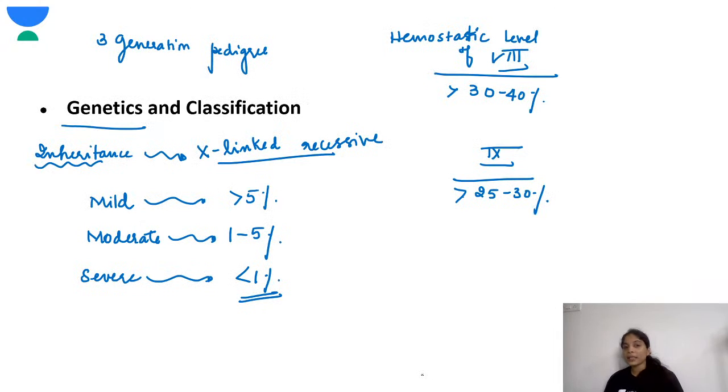Next, genetics and classification. Inheritance is X-linked recessive. There can also be de novo mutations, but the inheritance is X-linked recessive. Based on the activity of the factor, it is divided into mild, moderate and severe. In severe, the factor activity is less than 1%, in moderate it is 1 to 5%, while in mild it is more than 5%.